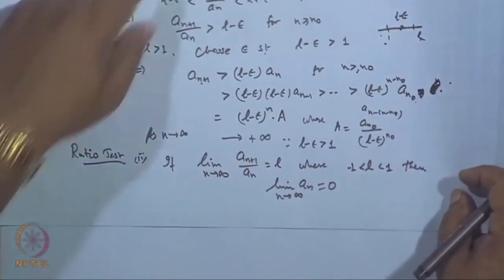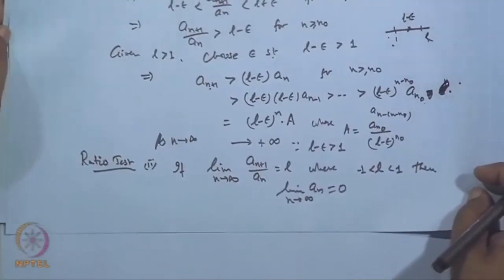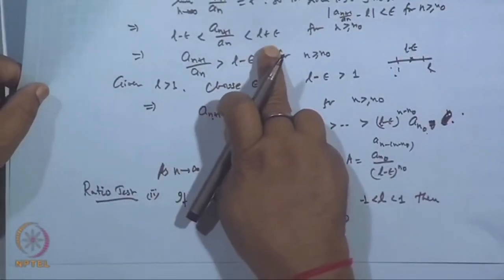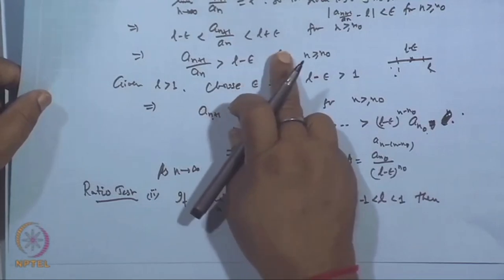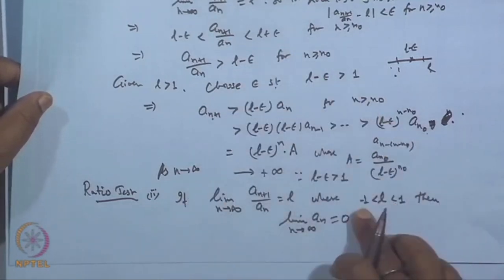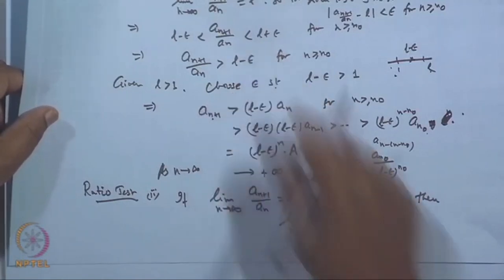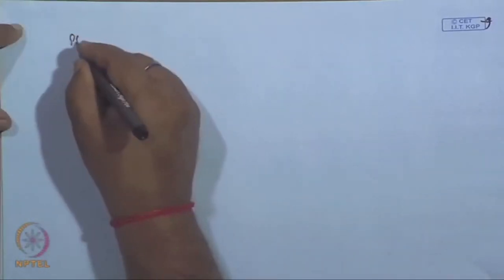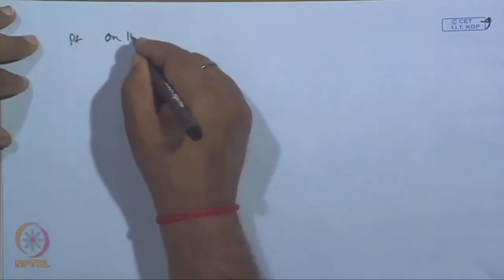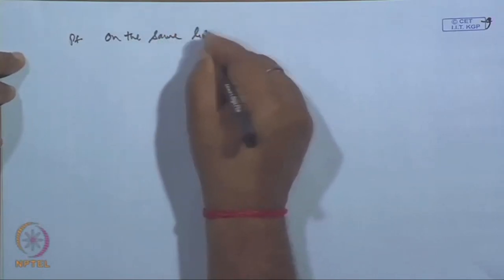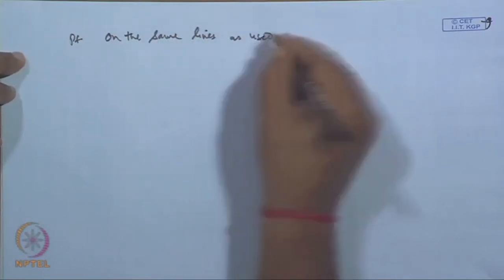Again, the proof will be along parallel lines, but what we will do here is, instead of taking this side, now you will take this side. And because L lies between minus 1 and plus 1, I will use mod L here. So, following a similar pattern, the proof is on the same lines as used previously.